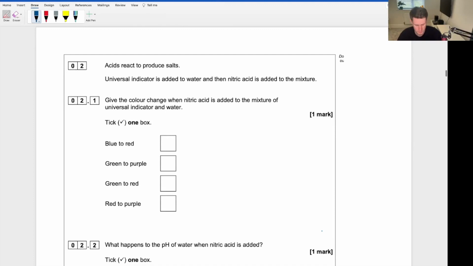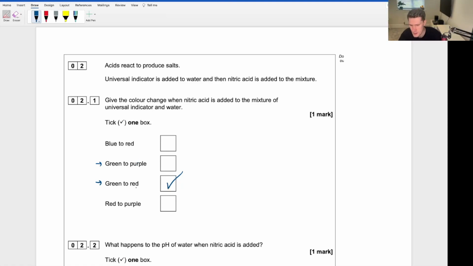Moving on, we've got number 2. So the second question says acids react to produce salts. Universal indicator is added to water and then nitric acid is added to the mixture. Give the colour change when nitric acid is added to the mixture of universal indicator and water. So we have to think what's going to be the colour of the water before the acid's added. Well, you should know that water is neutral and therefore it will give a colour of green when universal indicator is added. Then we add an acid, and acids have the colour red in the presence of universal indicator. So it would be green to red. It's alkalis that give the purple colour, so we know it's not that one.